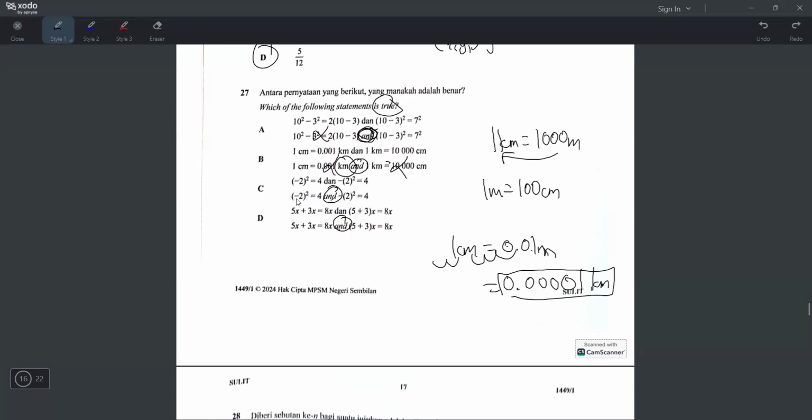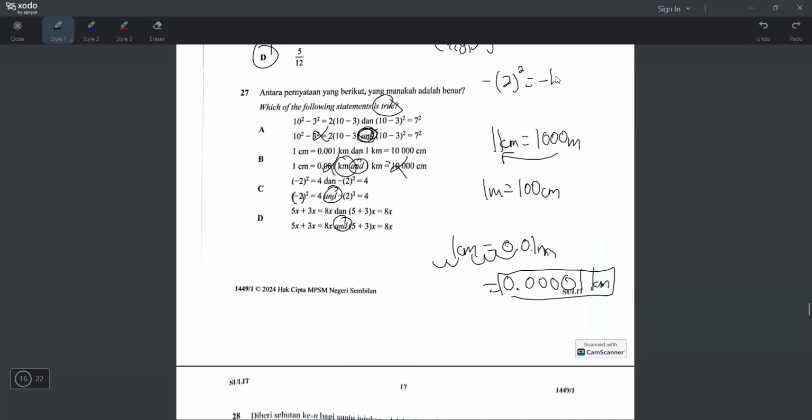Okay, C is also wrong, because (-2) squared, this one is true. (-2) squared is 4. But the one at the back here is wrong. Because this one is negative 2 squared.